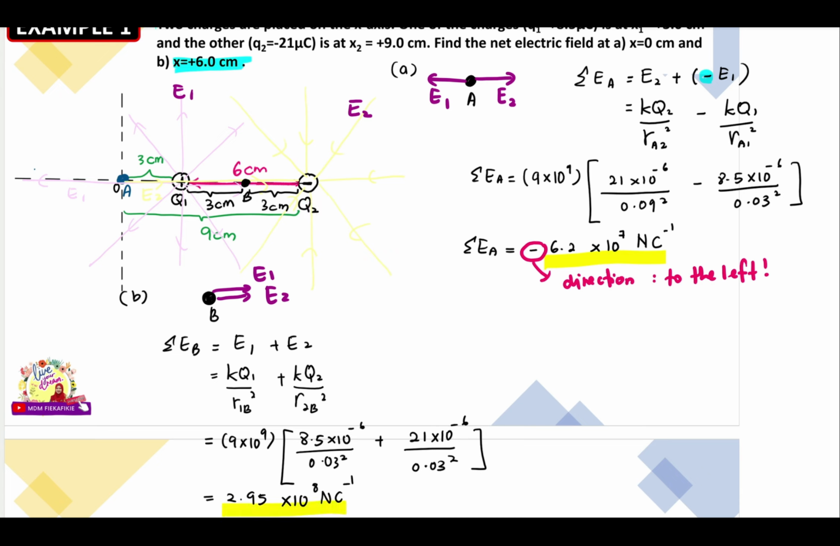Okay, so soalan minta the net electric field, bagikan sekali dengan dia punya direction. Since the answer is positive, means that the direction of the net electric field is to the right. Alright, so finish question number 1. So let's proceed to the second question.